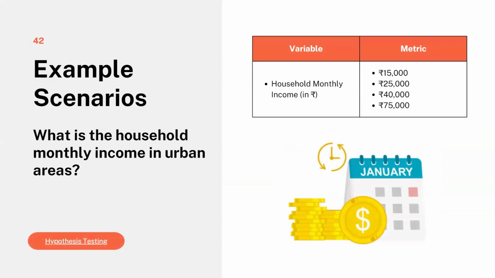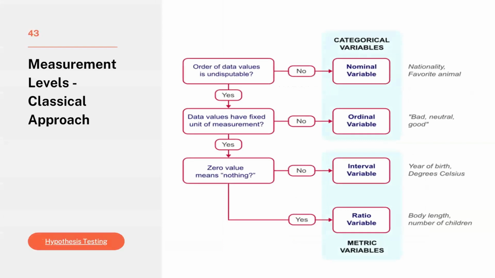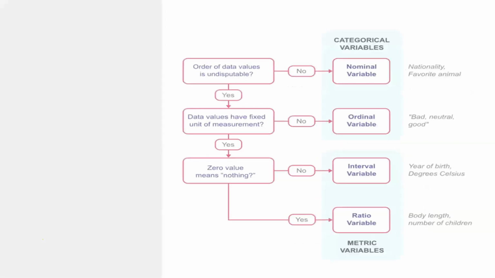metric variables. Another example: what is the household monthly income in urban areas? Say the variable is household monthly income. It may be 15,000 or 25,000, 40,000 or 70,000. We are just going to calculate the income. So these are the things that come under metric variables.